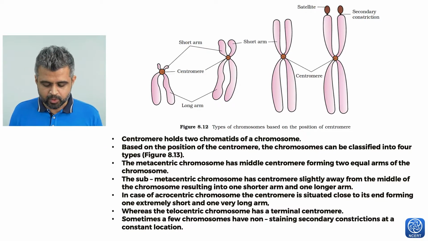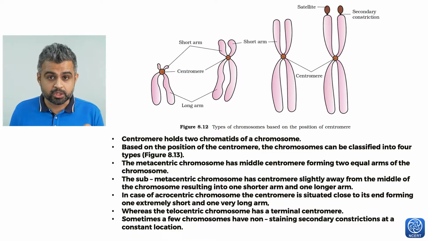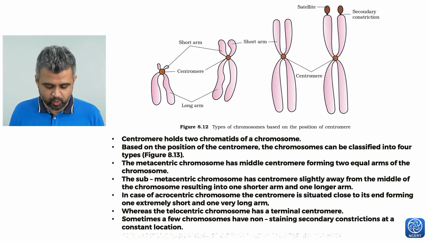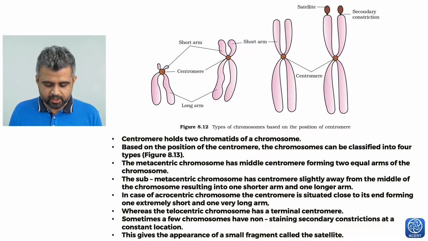Sometimes a few chromosomes have a non-staining secondary constriction at a constant location, and the part or the fragment which is beyond that, as I explained to you, is called a satellite. So this gives the appearance of a small fragment which is away from the main chromosome, which is called the satellite.